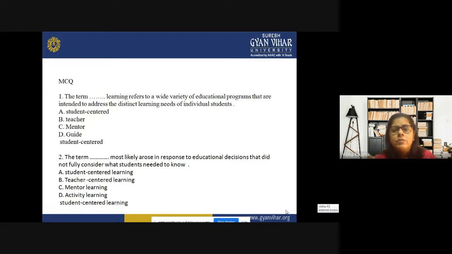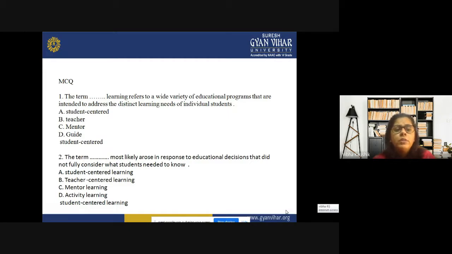Now let us discuss some MCQs, as MCQs are the best way to judge what are the learning objectives and how much we are able to accomplish those learning objectives and what will be the learning outcomes of the learner.